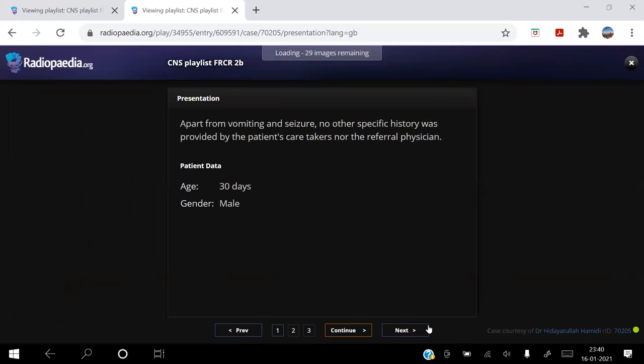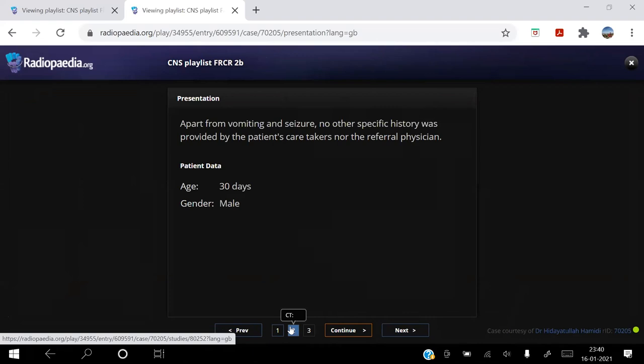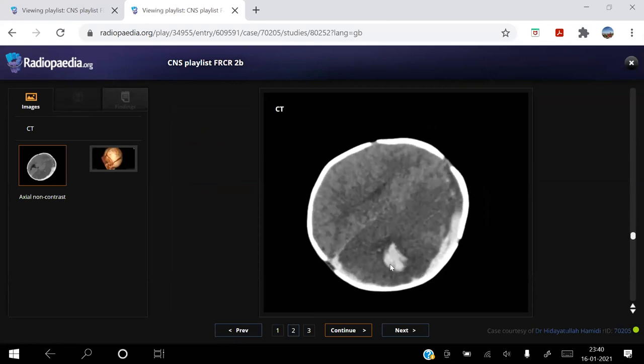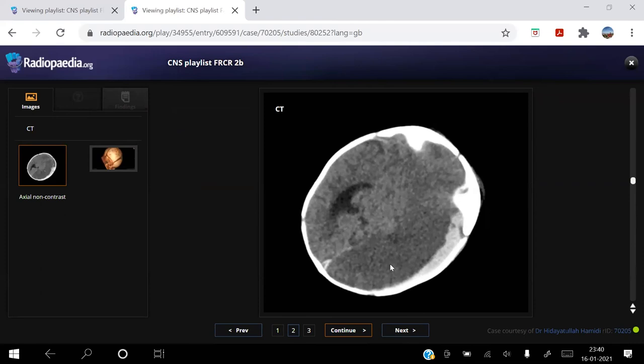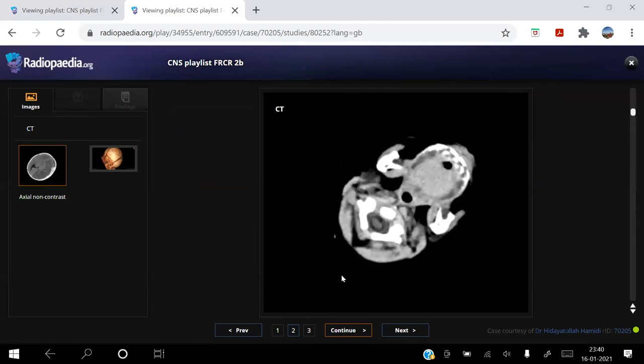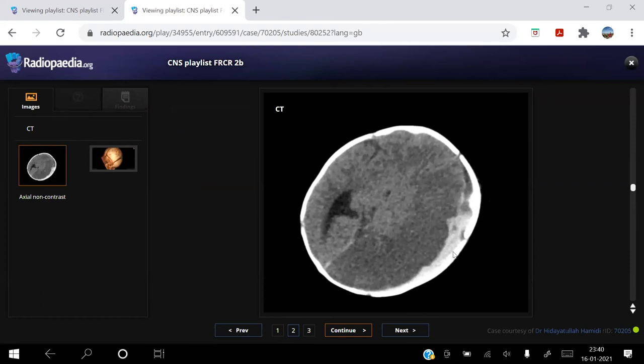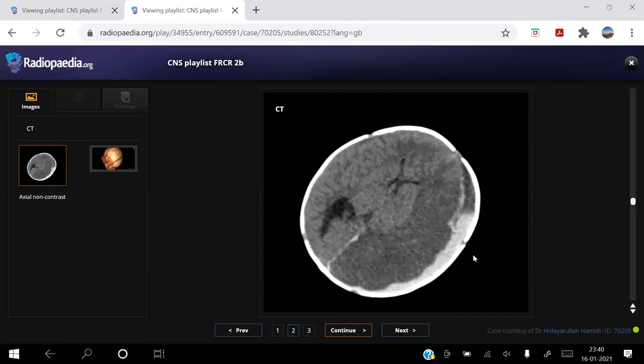So this is a 30-year-old male. Apart from vomiting and seizures, no other specific history was provided by the patient caretaker or the referring physician. Okay. Sorry, I need to know the age of the patient. Can you make it out from the image? Yeah. This is a young baby. It's less than a year.